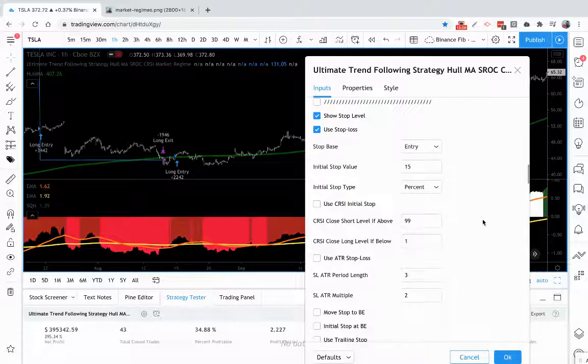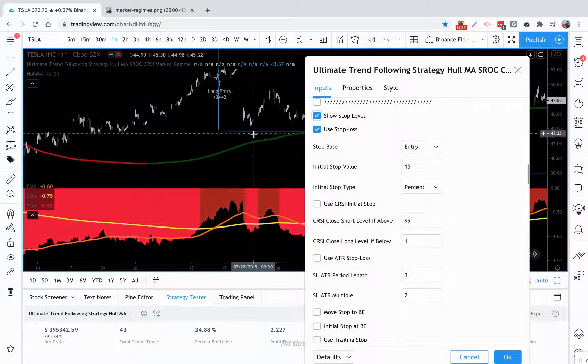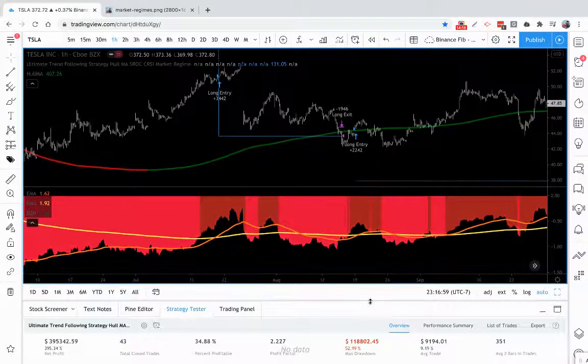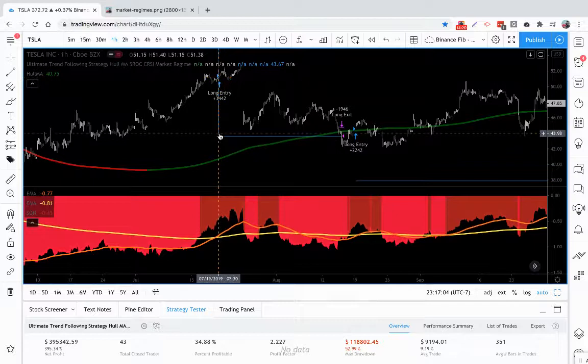Stop loss should be pretty self-explanatory. To use stop losses, you must click Use Stop Loss. If you want to see it visually in your chart, click Show Stop Level. And you can see this blue line now is adding the stop loss on the chart. So our entry was here, 15% underneath was our stop loss. So there's our blue line showing our stop.